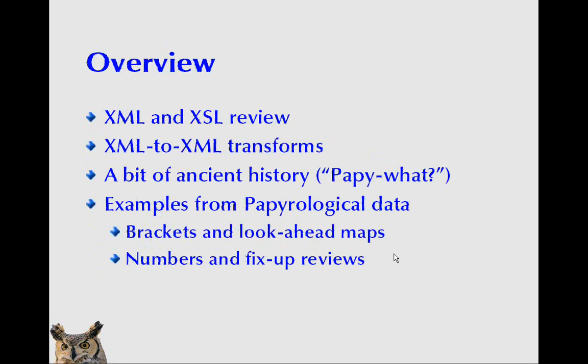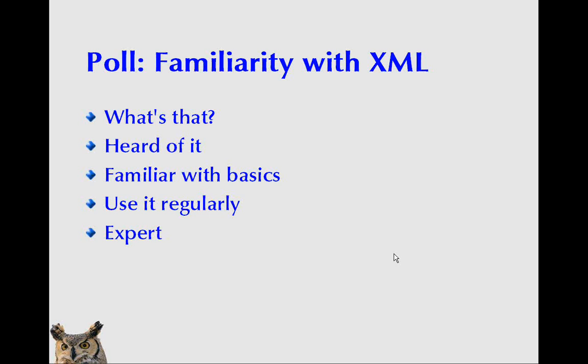A little bit of an overview of what we'll be doing today. We're going to start out with a poll and see how many of you are familiar with XML or XSL. And then I will talk about what characterizes XML to XML transforms, and contrast them to XML to output transforms. And then we're going to divert a bit. You'll get a little bit of ancient history here and some discussion about papyrological data. And then some of the examples I'll show of the lessons we've learned in terms of XML to XML transforms I will draw from our experience processing papyrological data. And you'll learn what all that means in just a little bit.